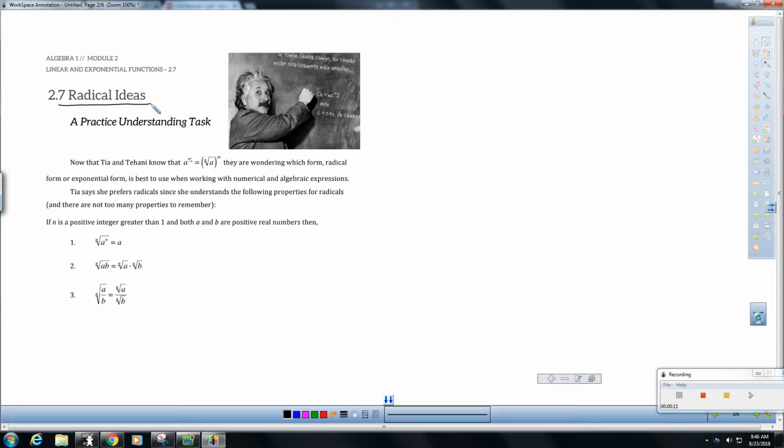Tia and Tahani know that a to the m over n is the same thing as the nth root of a to the m. If you have no idea what you're talking about there, I want you to think about 4 to the 1/2 power. You might want to type that into your calculator. Well, that is the same thing as the square root of 4 to the 1st. So your calculator should have given you 2. So now we have just confirmed that that works for at least that situation.